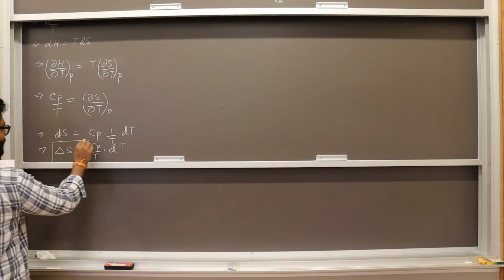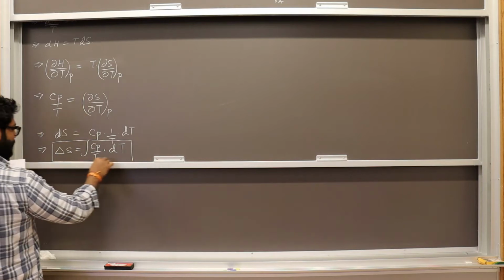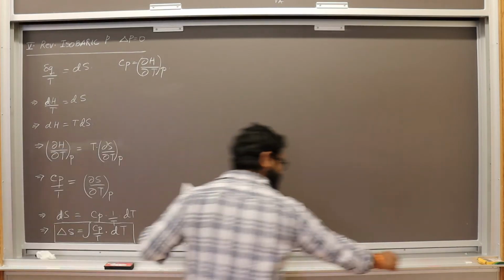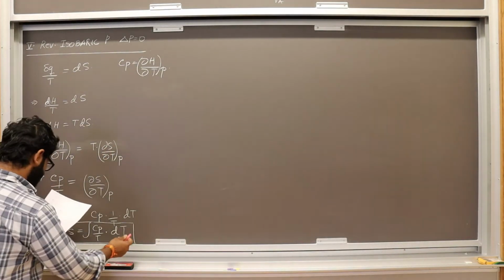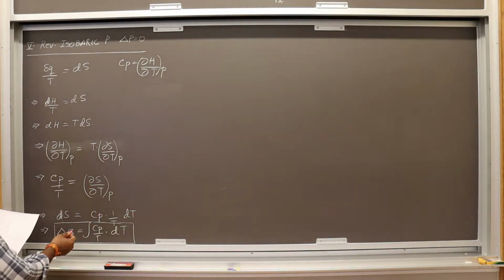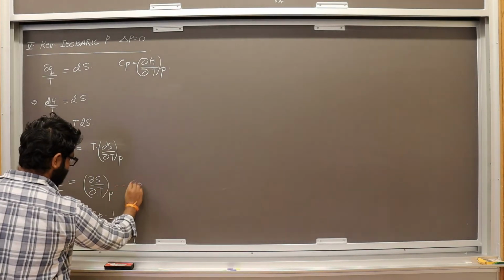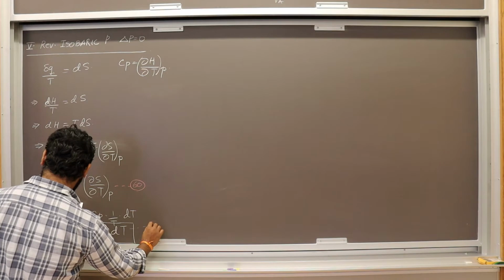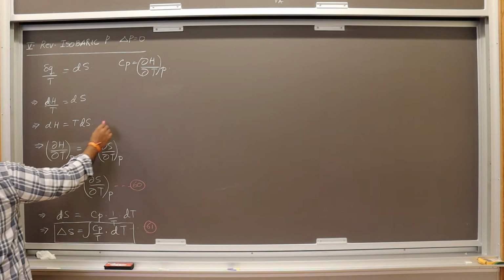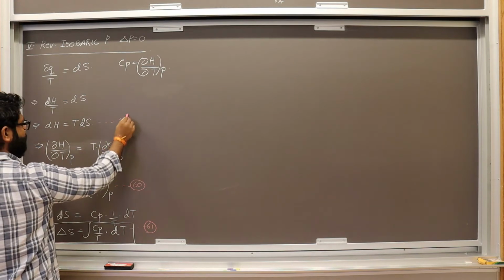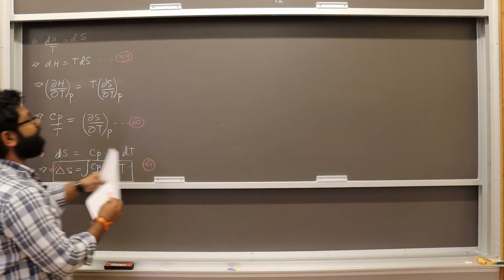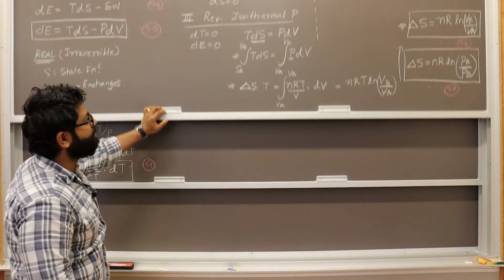Okay, this is very similar to what we saw earlier in terms of the isochoric process, right? So I'll just highlight this as an equation in my book. Here, Cp by T. This equation is 60, and this equation is 61, dH is TdS. This was 59. Okay, so this equation is very similar to this equation, right?